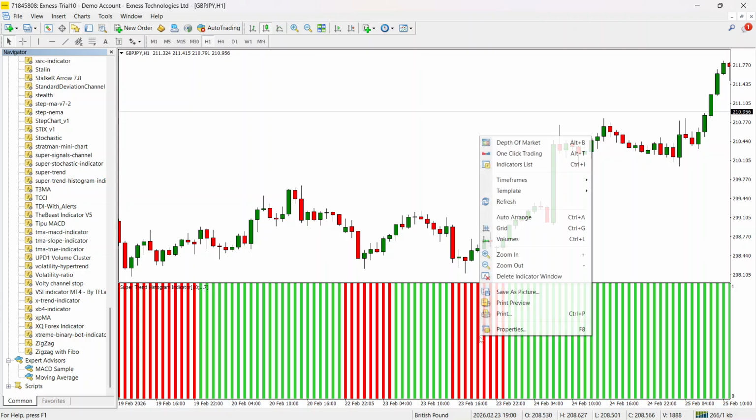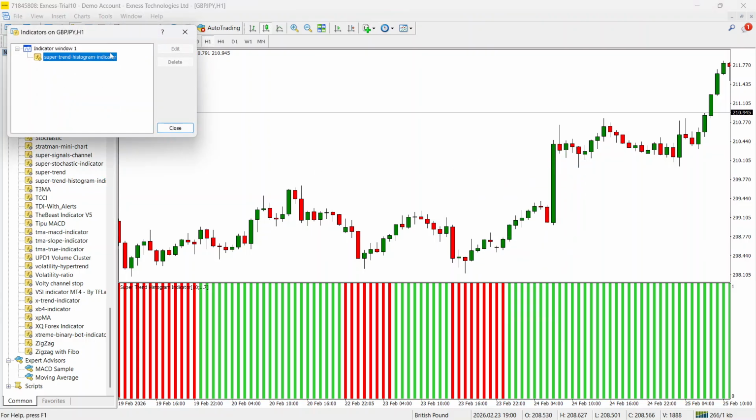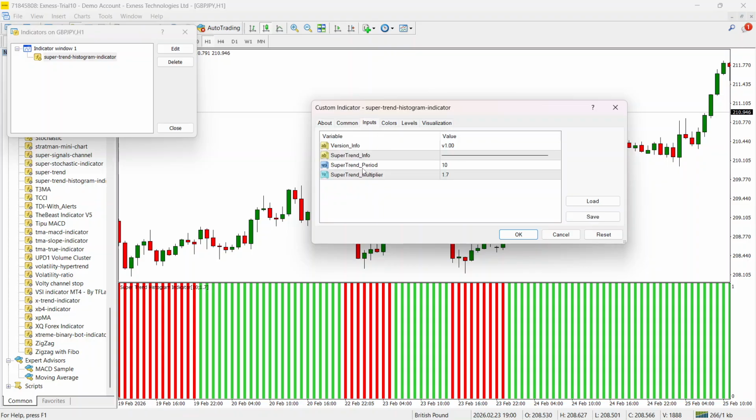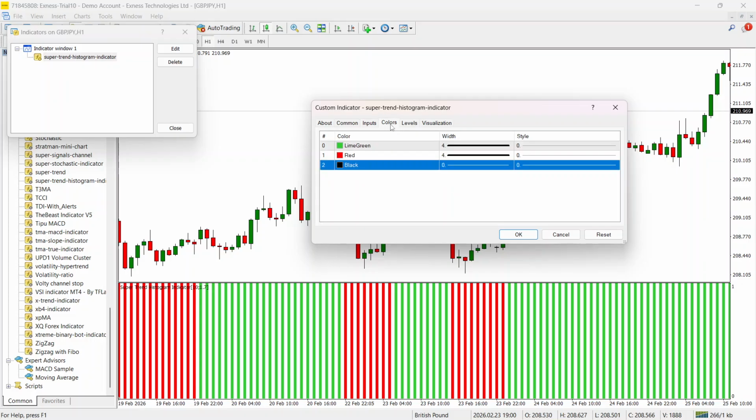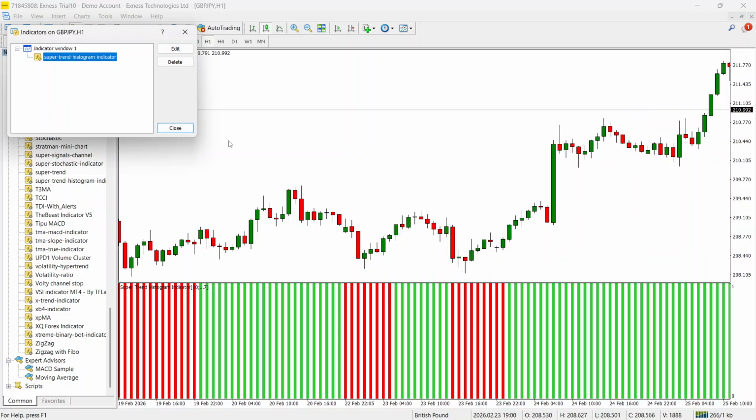Now we move over to its settings. We have the super trend period, which determines how far the super trend calculation is placed from price, and the multiplier. These values change how quickly the histogram flips from bullish to bearish and how sensitive it is to smaller swings. We also have the visual options that let you set color for bullish and bearish bars and adjust its thickness or style so the trend phases stand out clearly.